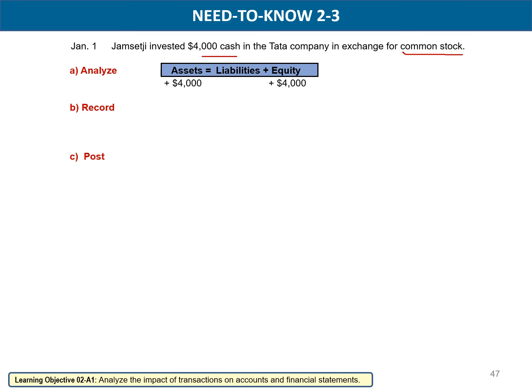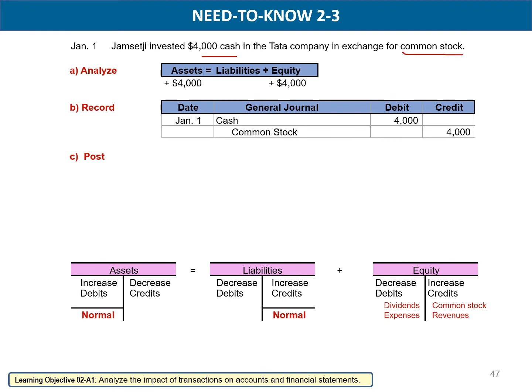To record our journal entry, we know that cash is an asset, and to increase asset accounts, do we debit or do we credit? We debit, right? And then to increase liability and equity accounts, and specifically the common stock account, what do we do? We credit, right? So we're going to have cash increasing by $4,000 debit and common stock increasing by $4,000 credit.